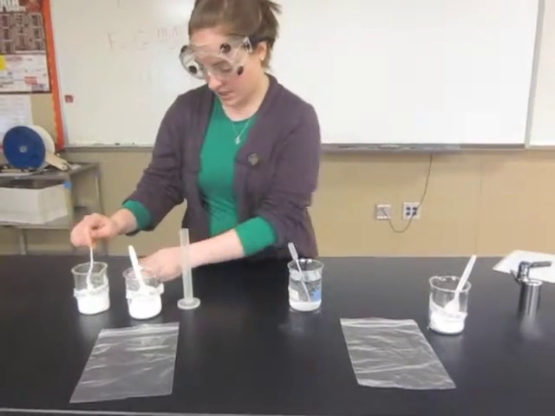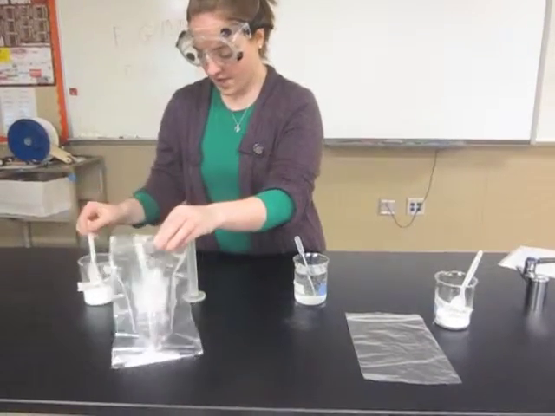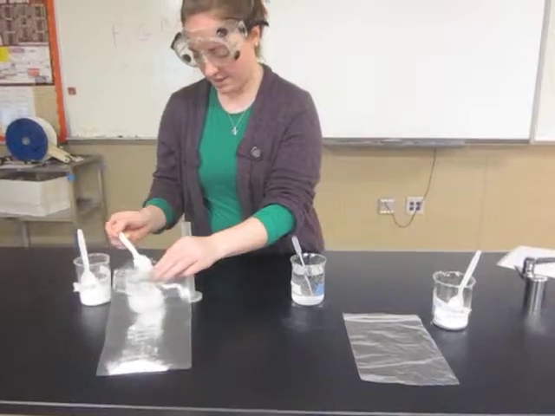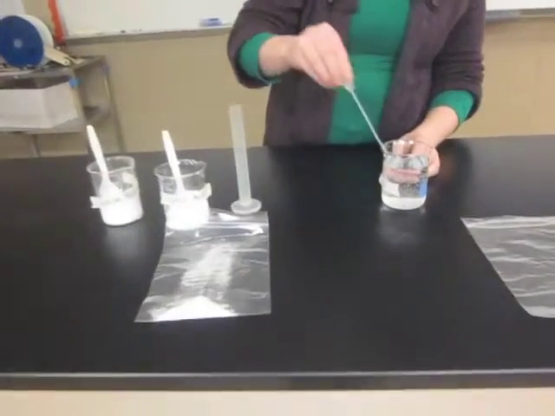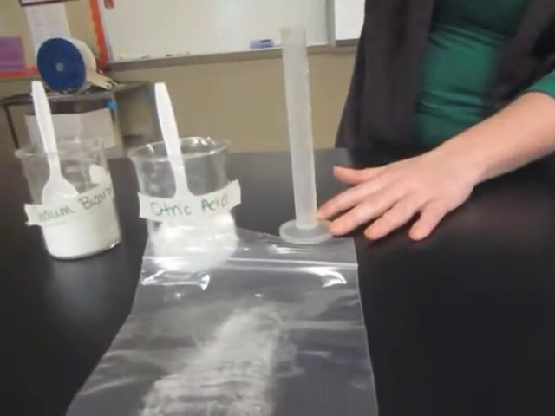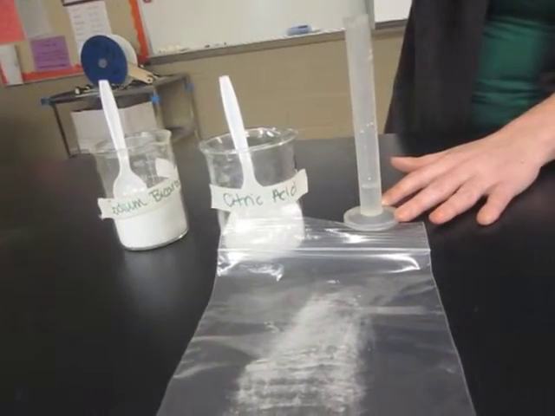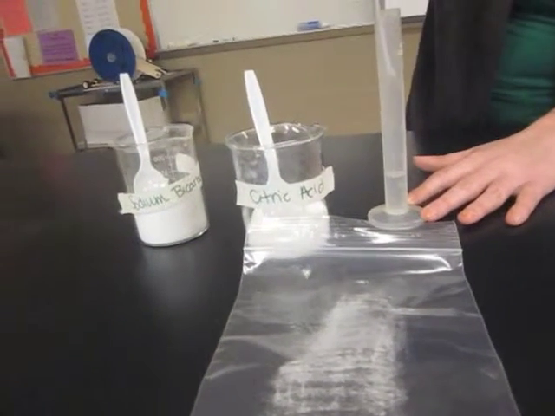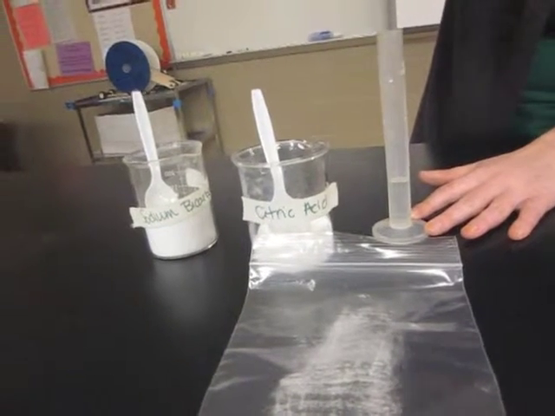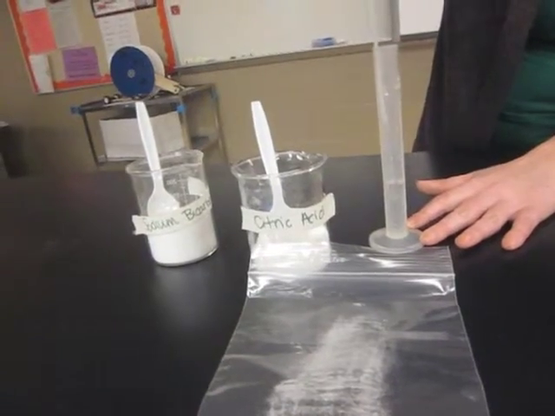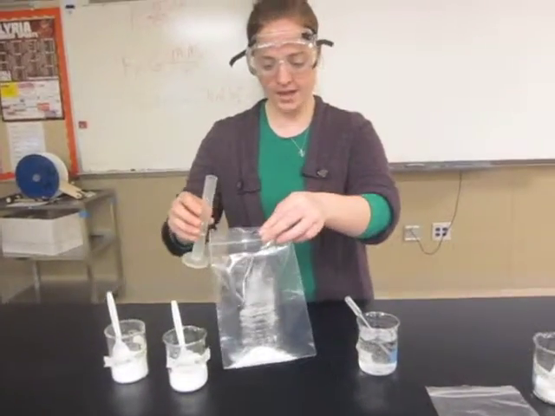The first thing you want to do is put a scoop of sodium bicarbonate into the plastic bag. And then you also want to put a scoop of citric acid into the plastic bag. The next thing you want to do is measure out 10 milliliters of water using your graduated cylinder. After you have measured out your 10 milliliters of water, you want to pour it into the bag and quickly seal it.